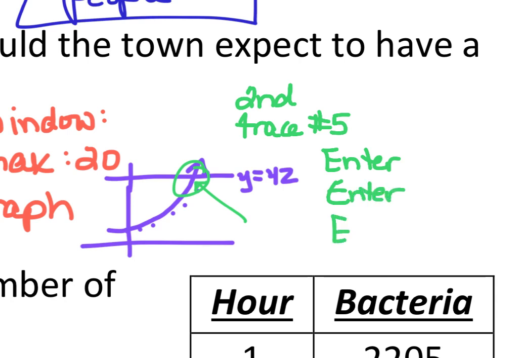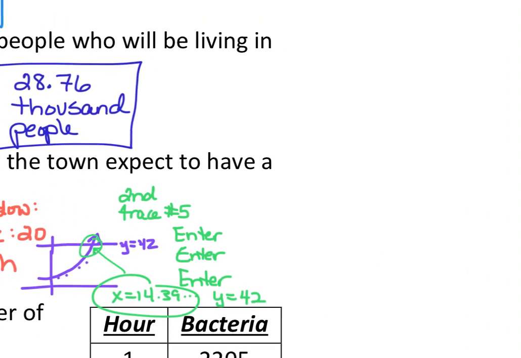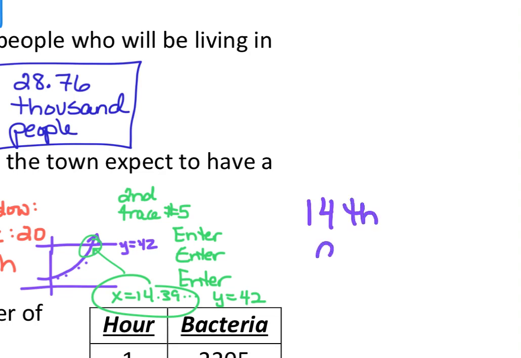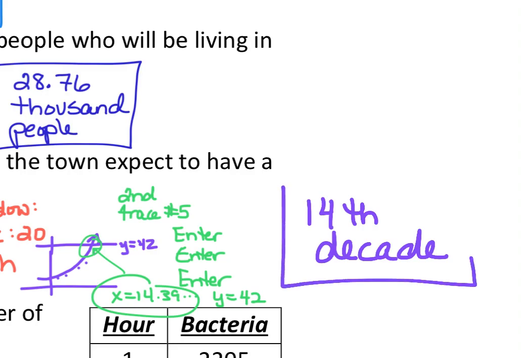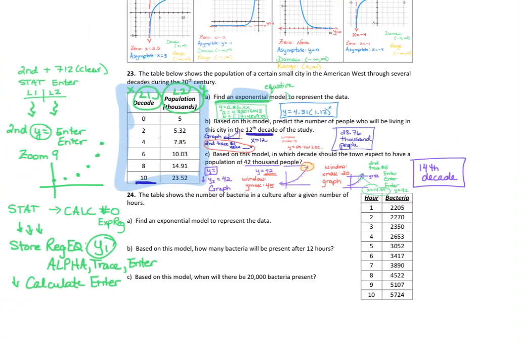Can you hear my calculator clicking in the background? And when I do that, it shows me that the intersection is at x equals 14.39 and y equals 42. Well, we knew y equals 42. We're interested in that x number. And so our answer to this question is in the 14th decade. And if you want to put 14.39, that's fine. I would take that answer. I'm really looking to see, do you know how to do the regression?